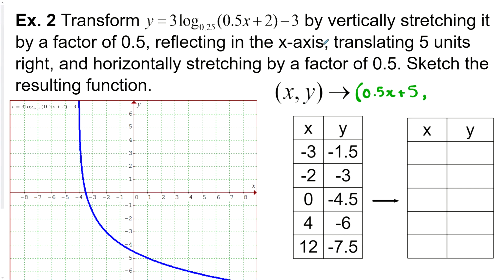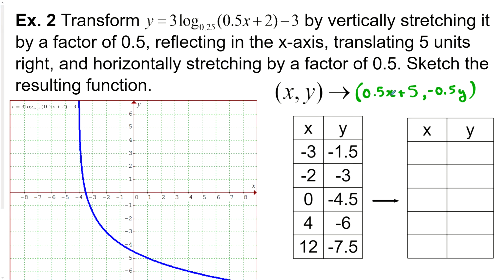Let's look at the vertical transformations here. Vertically stretch by a factor of 0.5, so this is 0.5y, and we reflected in the x, so there's a reflection here. And that's all 4 of our transformations. Now we can take every point here, run them through our mapping notation, and then plot them.